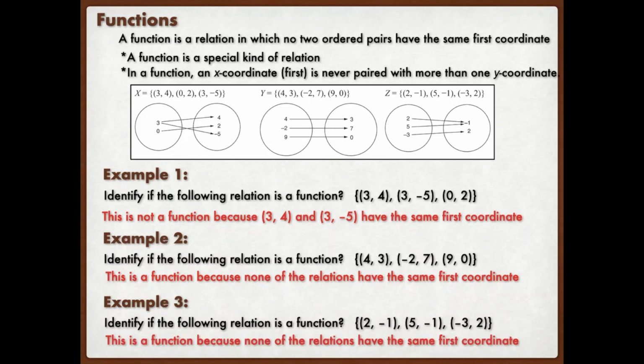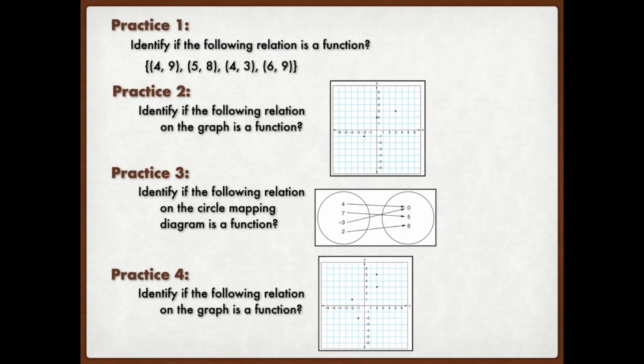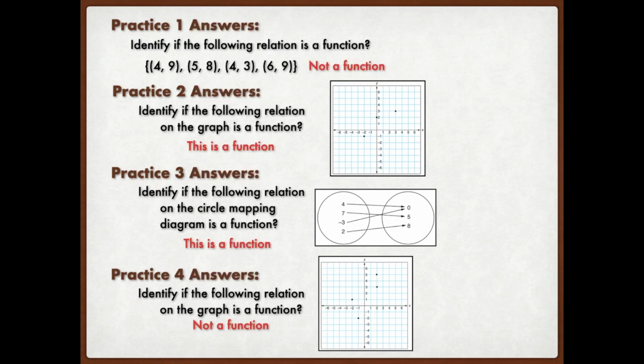Okay, let's try the practice problems. When you're done, let's look at the answers. Practice 1, it's not a function because 4 is used twice in different coordinate pairs. Practice 2, this is a function because none of the x coordinates are used a second time. In practice 3, this is also a function because none of the first numbers are used twice. And then practice 4, this is not a function because 2 is used twice as the x coordinate, for (2, 3) and (2, 5).